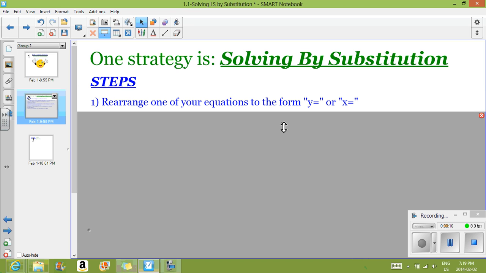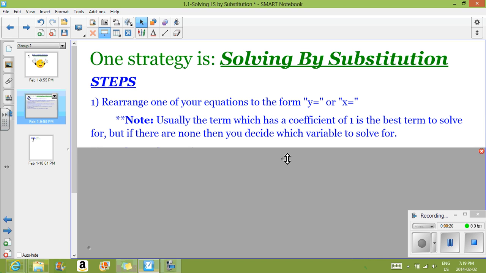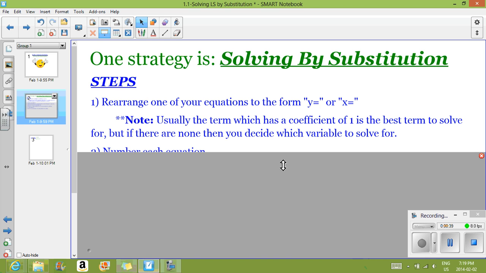The first step is that you need to rearrange one of the two equations. Every question should have two equations. You need to rearrange so that one of them says either x equals or y equals. And you can note that usually the easiest one to solve for is the term that has a coefficient of 1. If it has any other number for all of the terms, like a 2 or 3, then you just pick which one you're going to solve for.